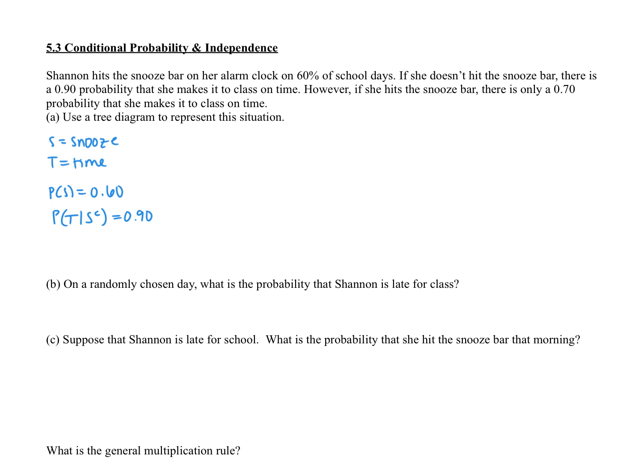Then it says, however, if she hits the snooze, so that is given she hits snooze, there is only a 0.7 probability she makes it to class on time. So making it on time is 0.7. So the entire tree is based on defining these two events and these probabilities. If you have the wrong notation, your whole tree is going to be messed up.